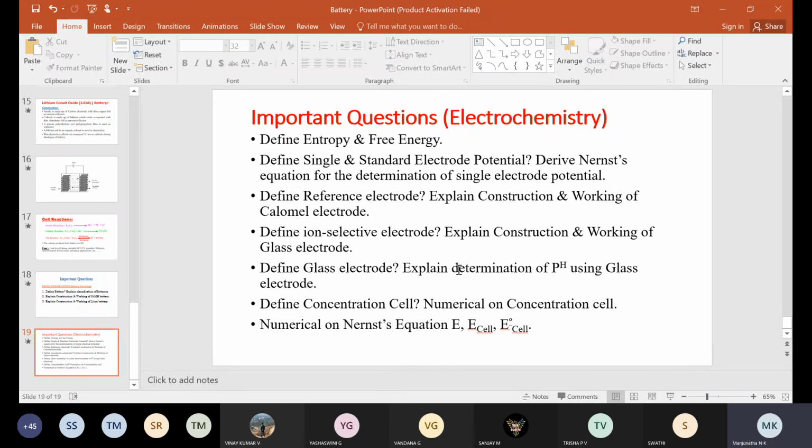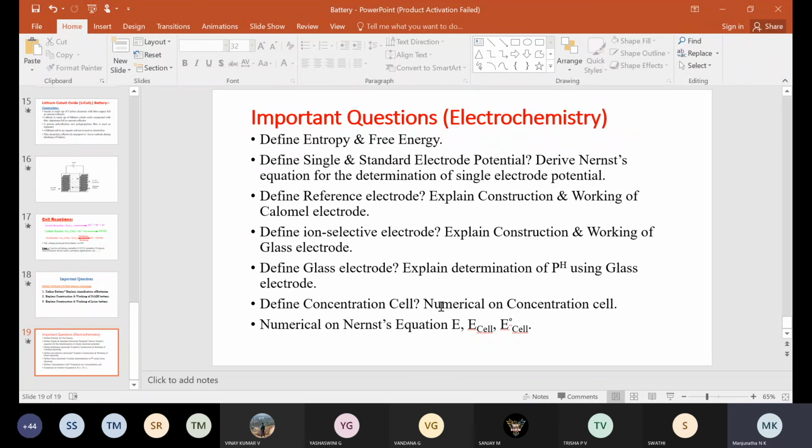Next, another possible one, that is define glass electrode. Explain determination of pH of unknown solution using glass electrode. So here you need to write down the definition of glass electrode first, then determination of pH of unknown solution. First you need to write down the diagram, then construction, then you need to derive that equation, that is pH is equal to Eg naught minus E cell minus E reference electrode divided by 0.0591.